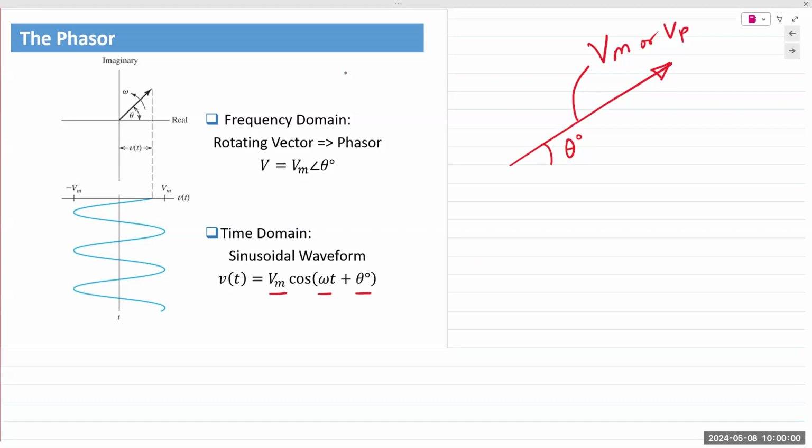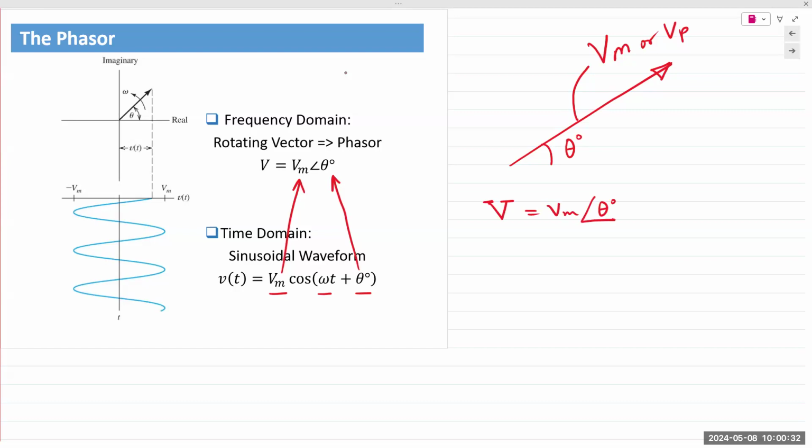So if you have a sinusoidal waveform, you simply take the magnitude Vm or Vp and the phase. That's it. You only need two things to describe it. That gives you the polar coordinates for this phasor. I'm going to draw a phasor like this: Vm, phase angle theta in degrees.